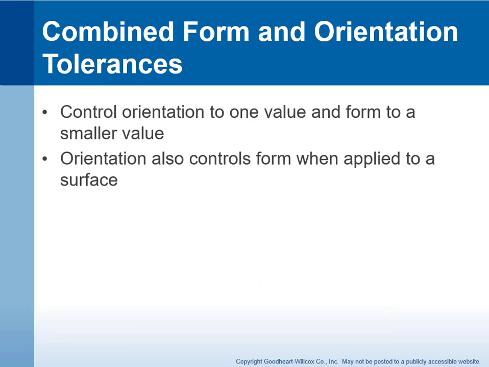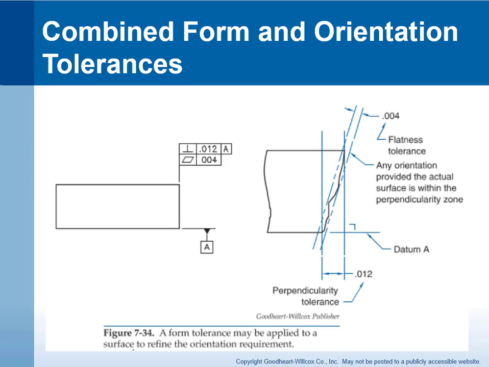Combined form and orientation tolerances control orientation to one value and form to a smaller value. Orientation also controls form when applied to a surface. Here's an example of that. Really what we're doing here is using an orientation tolerance of 12. That gives us this orientation tolerance of 12. And then once we have that, we're going to establish a flatness of 4.